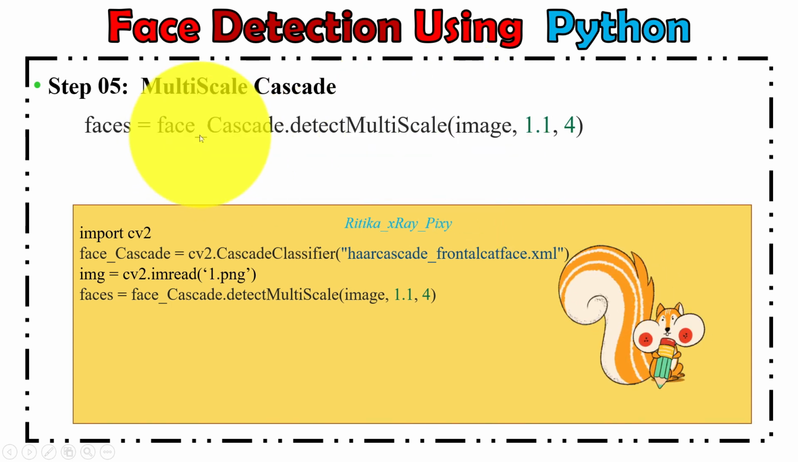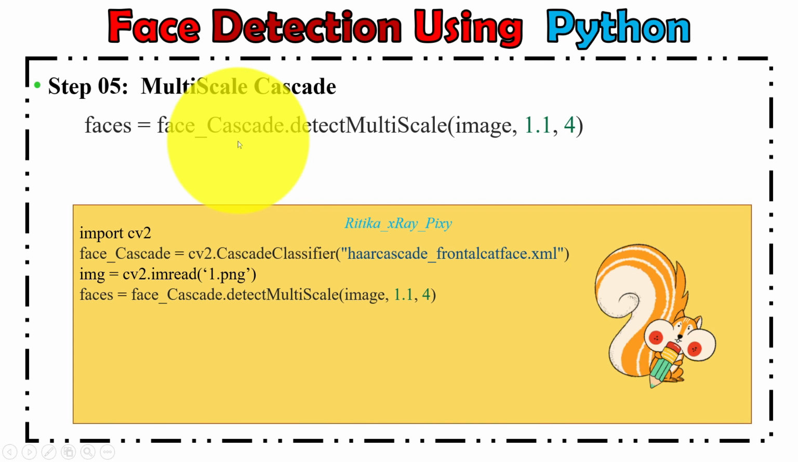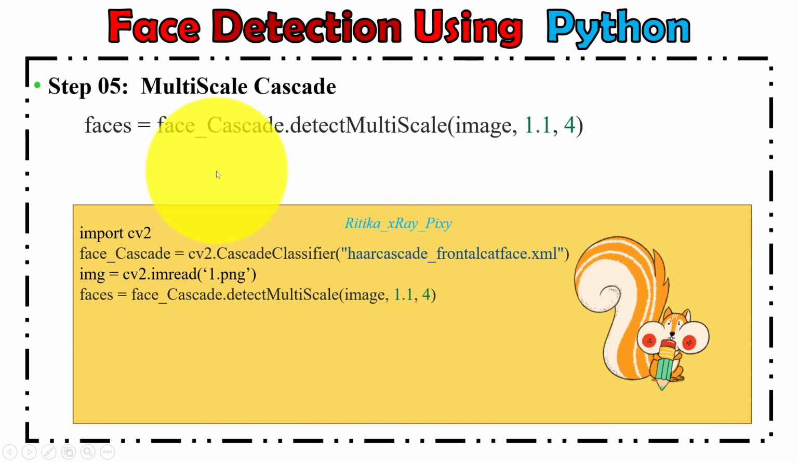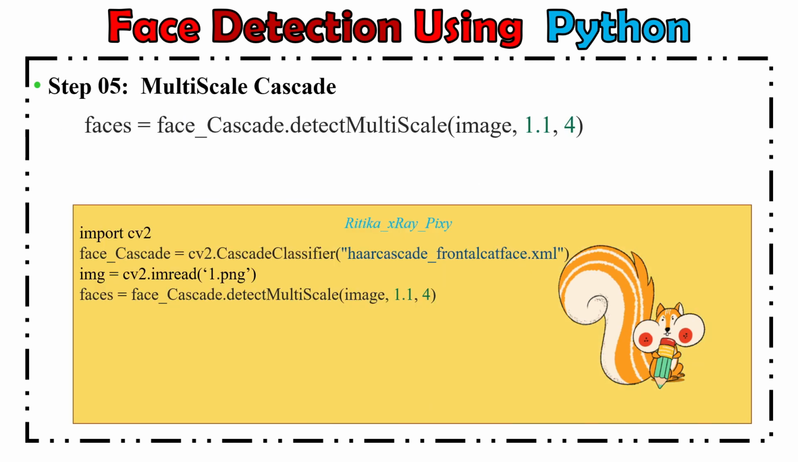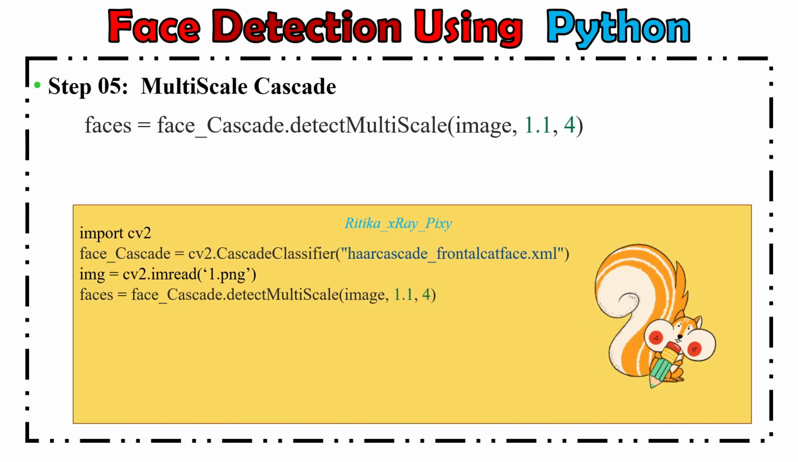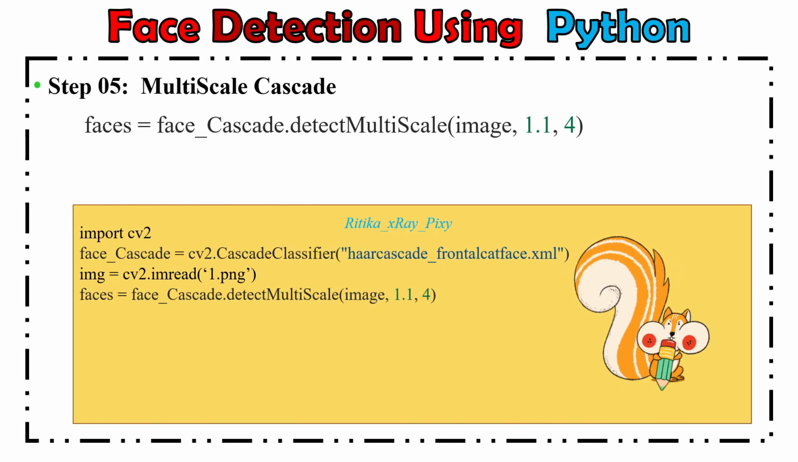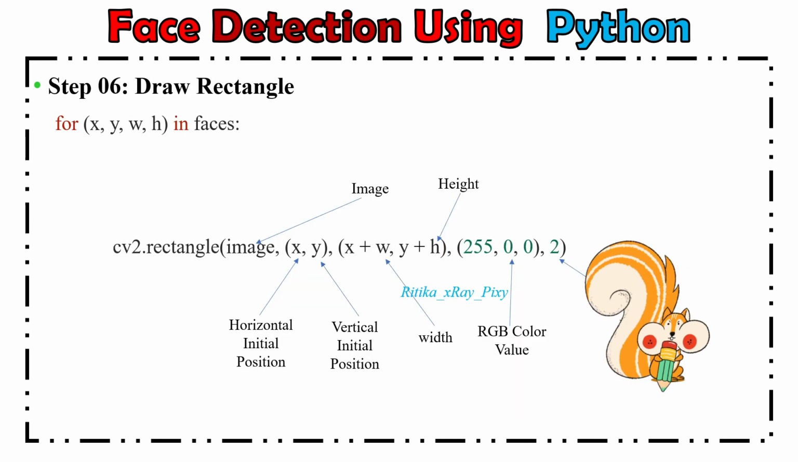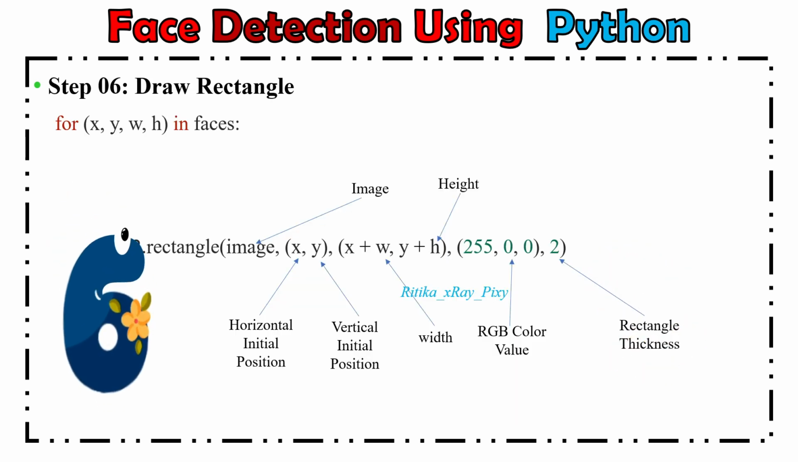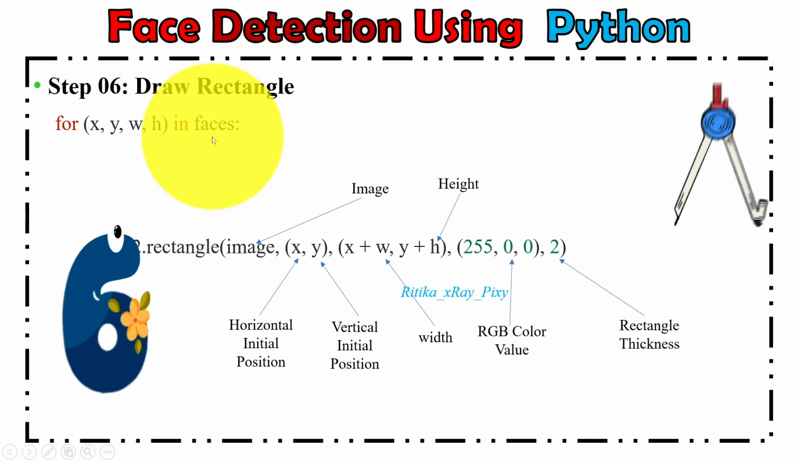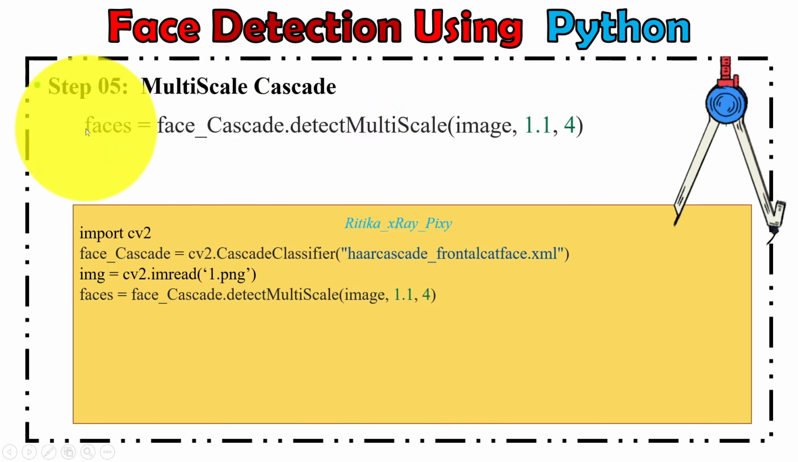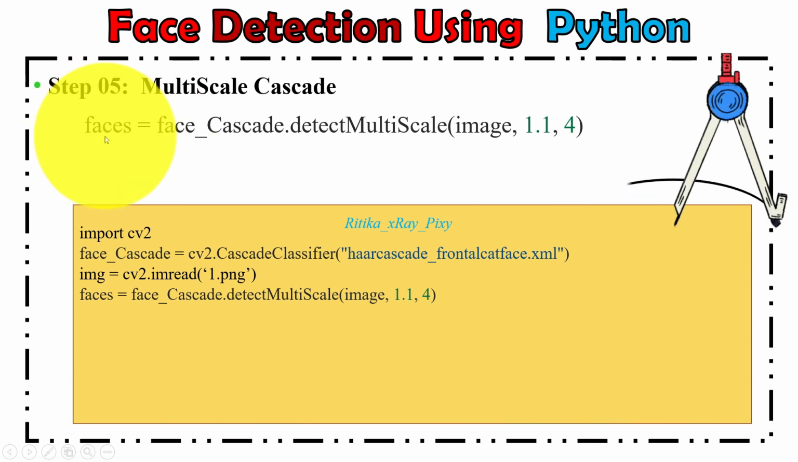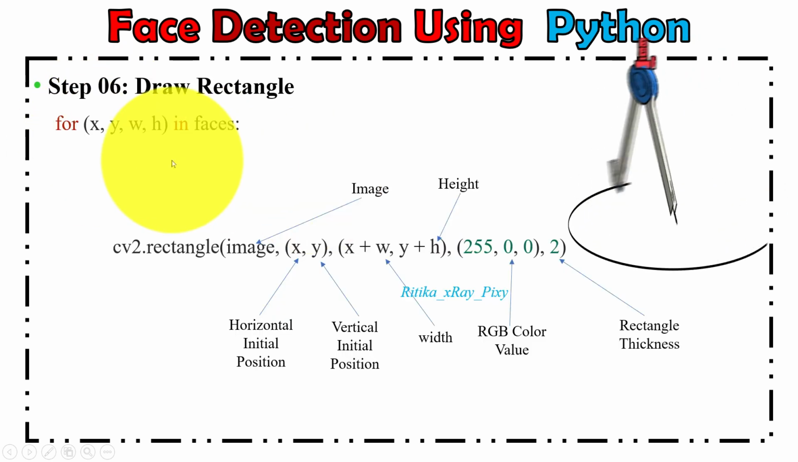Here you can see the Haar cascade is applied on the digital image, so it will create a rectangle on the detected face. In this step the model will detect the face and we will draw the rectangle. Now how can we draw the rectangle? In the next step we will draw a rectangle on the face. Here you can see faces, that is this one. So on the detected face we will draw a rectangle.